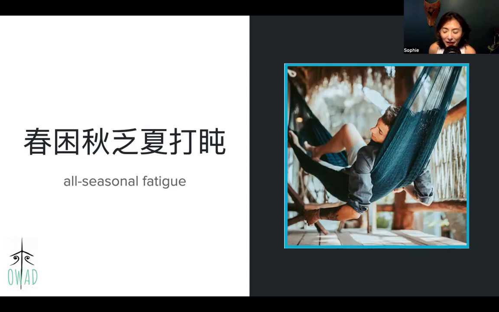From this language, this phrase, we can see Chinese back then already have this phenomenon depicted in 春困秋乏夏打盹. You simply are tired throughout the seasons.